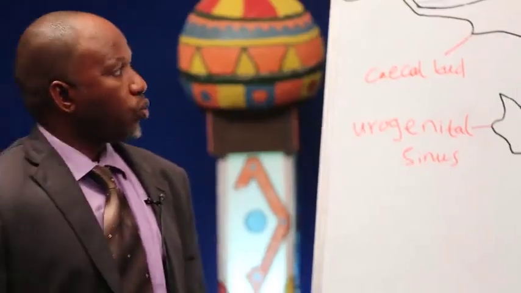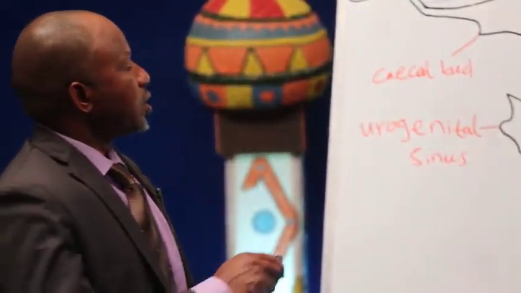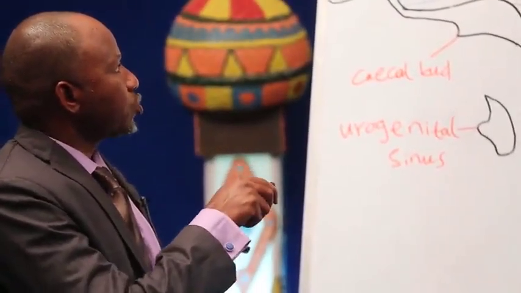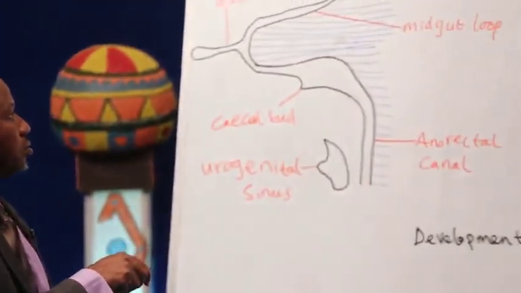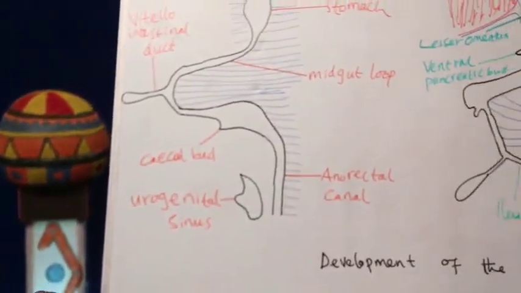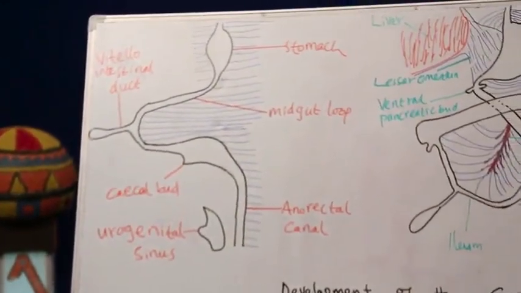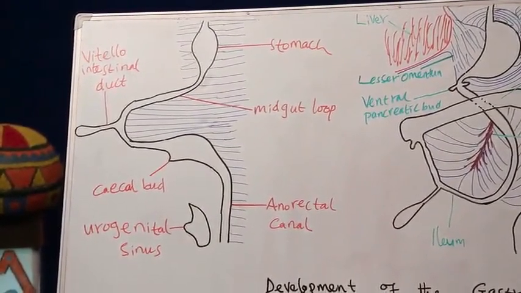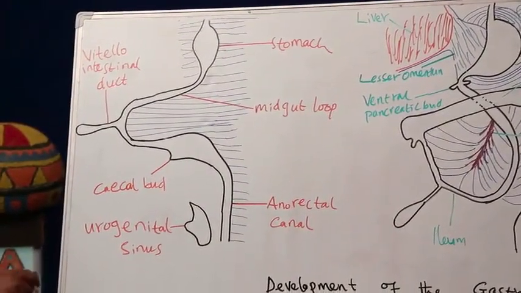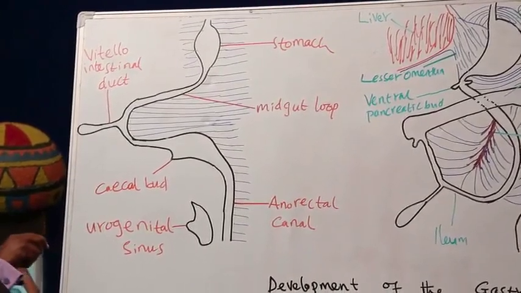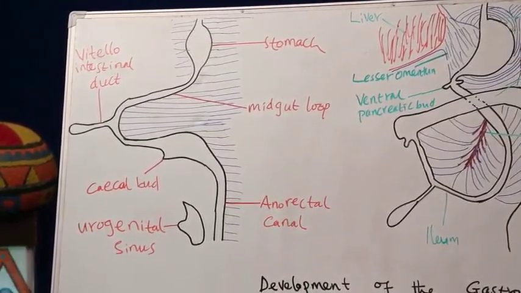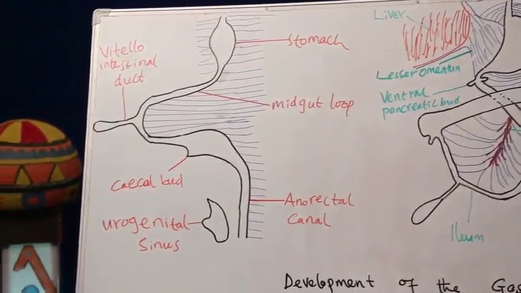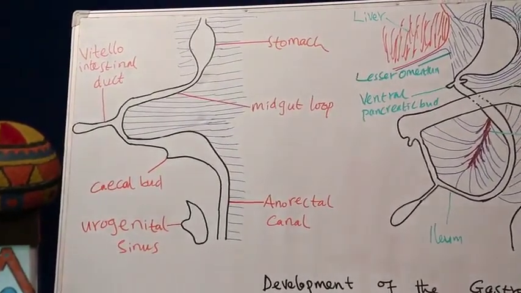Now, if you remember, we have mentioned that the mesentery is attached to the whole of the gastrointestinal tract from the beginning to the end. And the name of the mesentery depends on which region of the gastrointestinal tract it is attached to. The mesentery that is attached to the stomach is called mesogastrium, while the mesentery that is attached to the intestines is mesentery. The mesentery that is attached to the colon is called mesocolon.